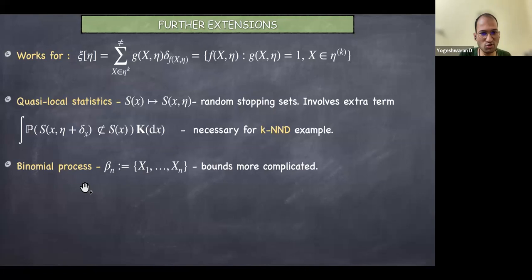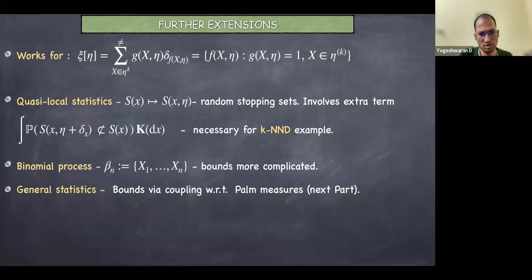We also deal with a fixed number of points, but when you have a fixed number of points, there is less randomness and the bounds are more complicated. There are a few more terms. When you have a binomial point process, not Poisson which has a random number, but binomial with a fixed number, the bounds are more complicated.